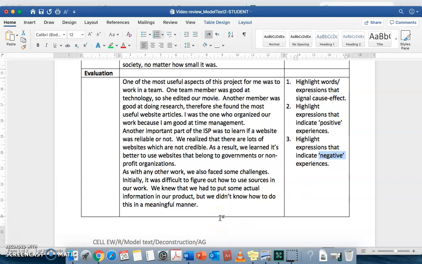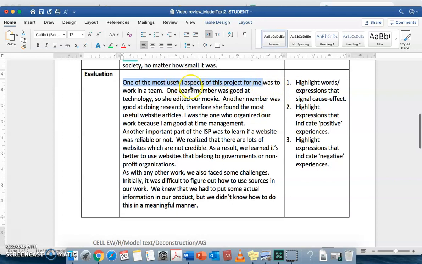One of the most useful aspects of this project for me was to work in a team. Well, immediately we have this chunk at the beginning, which comes before the verb. It's our subject noun phrase. One of the most useful aspects of this project for me. This indicates a positive experience because it is useful.